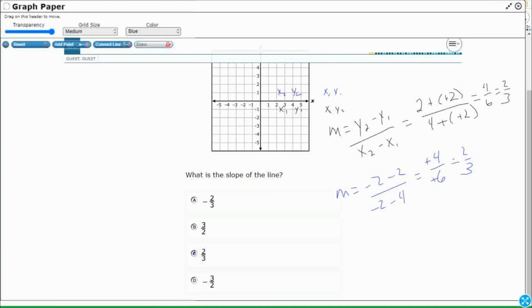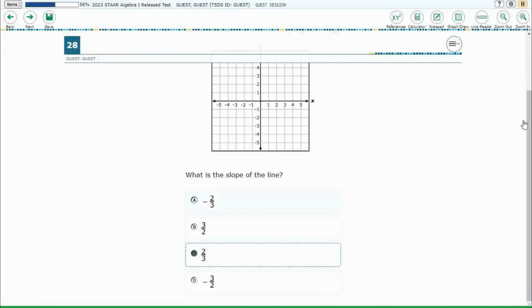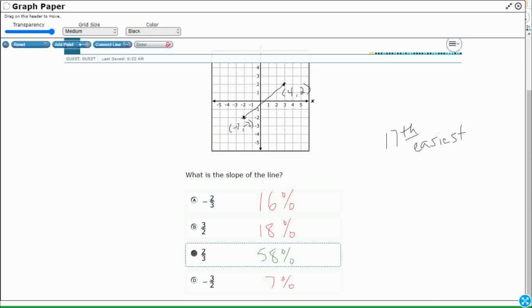Let's see how we did across the state of Texas. So this tended on the easier side. This was tied for the 17th easiest on the test, but not even 60%. Just 58% of the students got this one correct. Now, I actually plotted the points for us here, so hopefully we see it as an upward trajectory, which means it is a positive slope, so maybe that's why we didn't choose D as much.